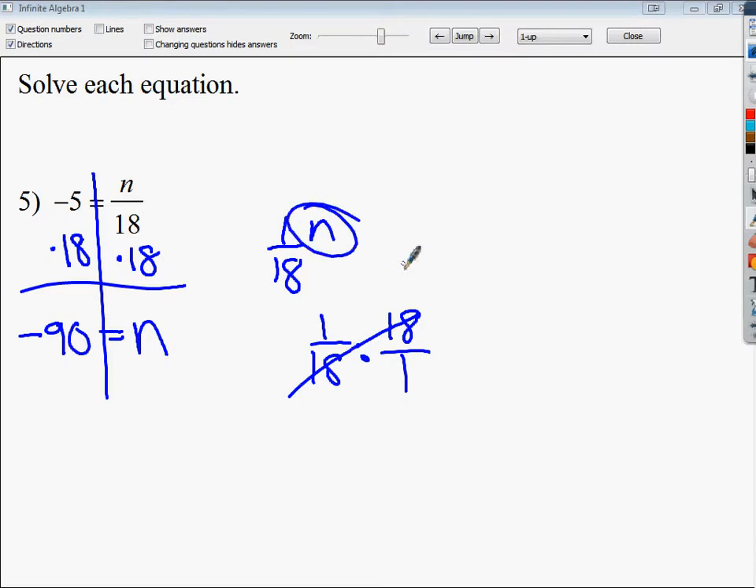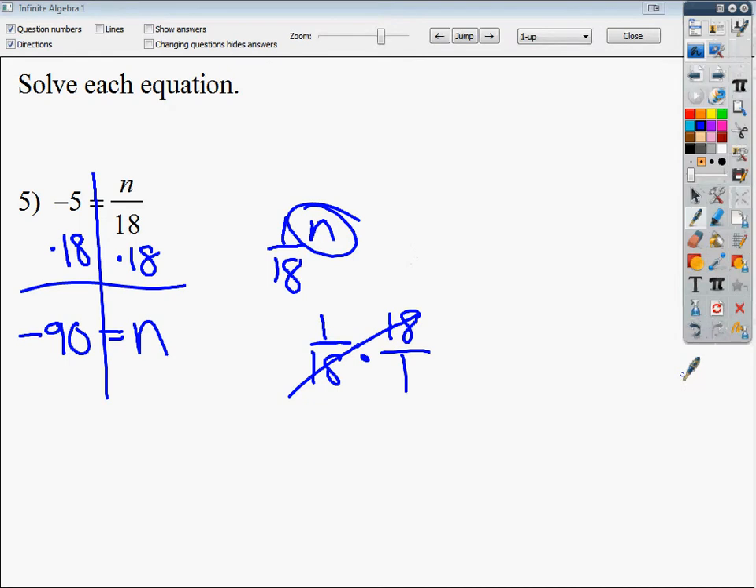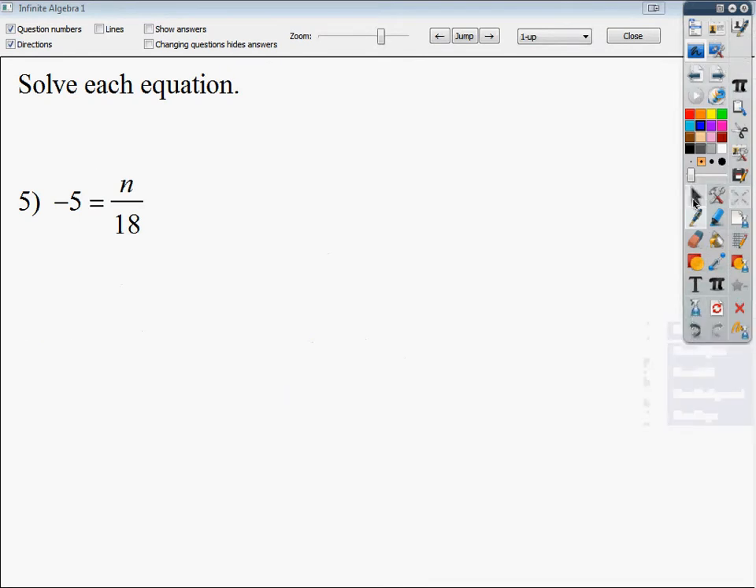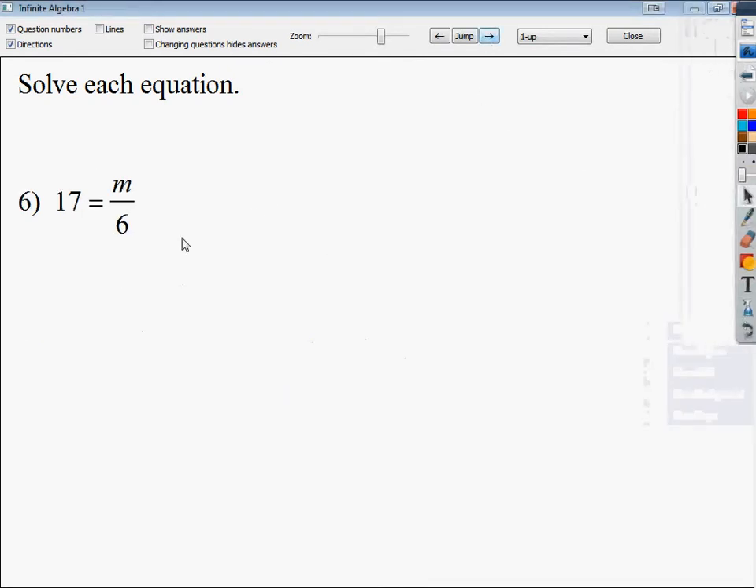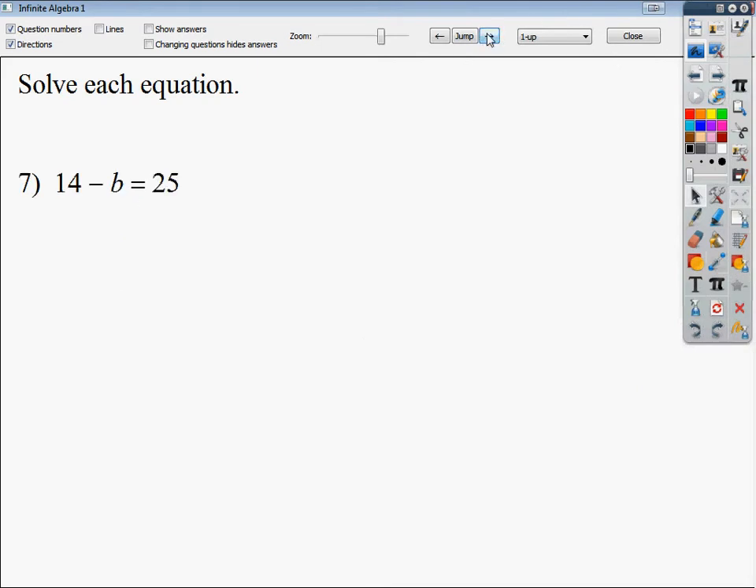So the opposite of the division is, of course, multiplication. Pretty simple stuff. As long as you keep it nice and clean so you can see it, you shouldn't really miss any. Same thing here, it's divide, so you multiply.